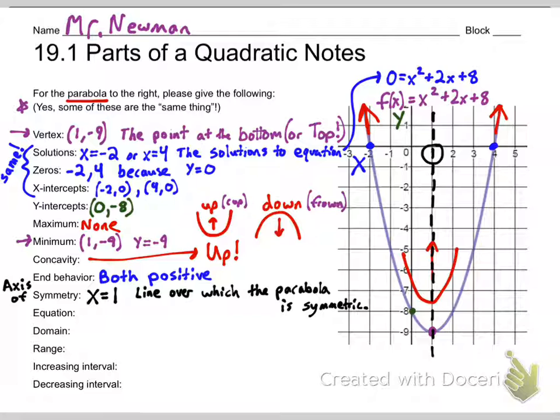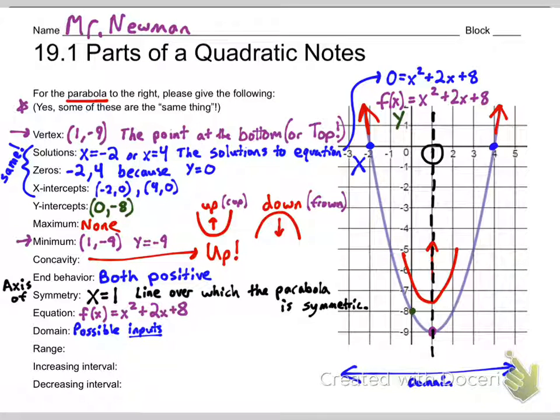Next, I already gave you the equation, so I'm going to write that down again. F of x equals x squared plus 2x plus 8. Recall that domain are all the possible inputs. And on a parabola, you can plug in any number. You can go as far left or as right as you want.